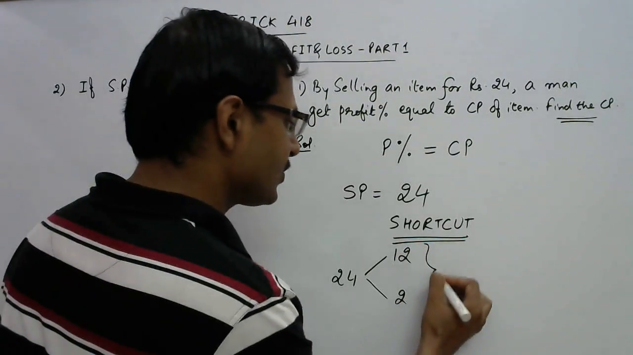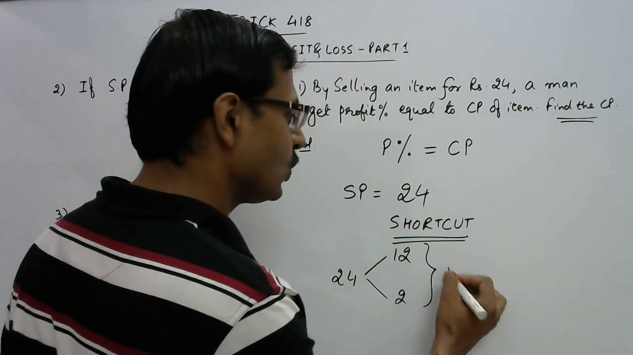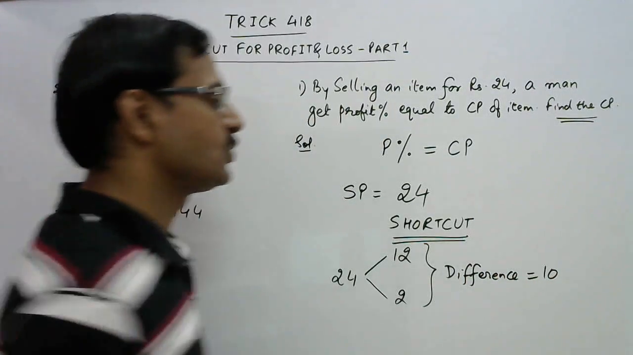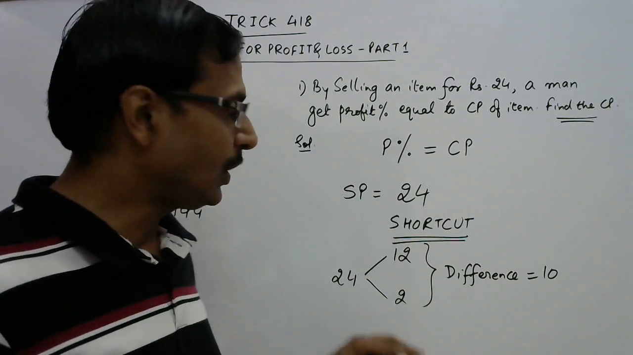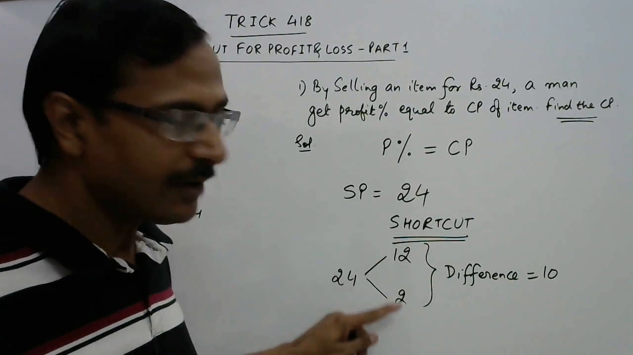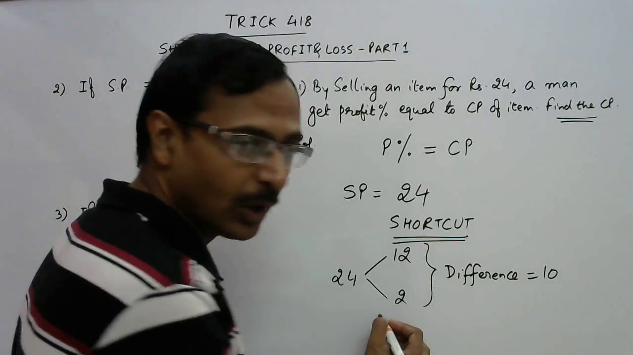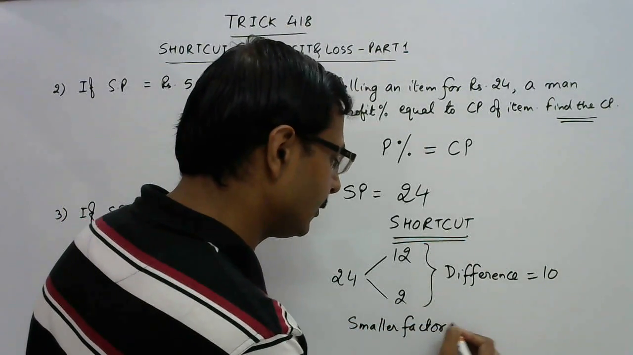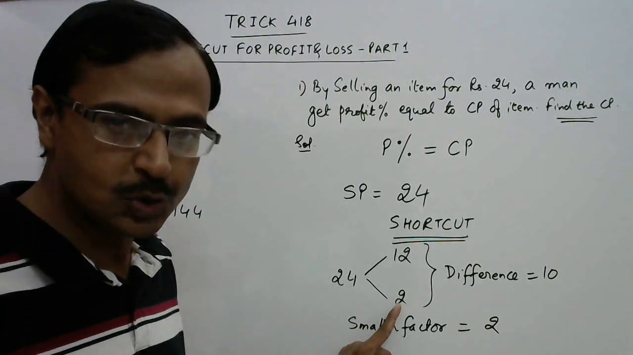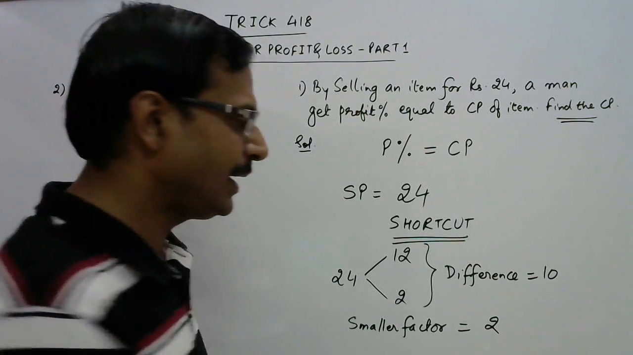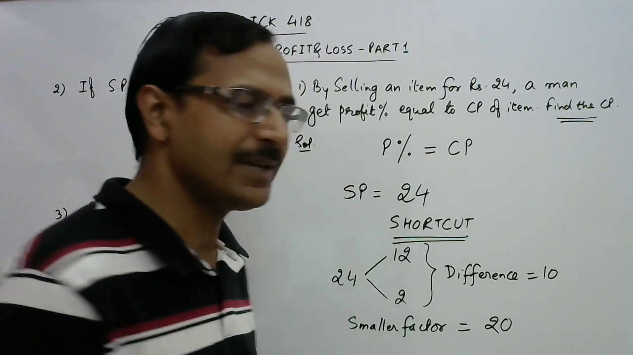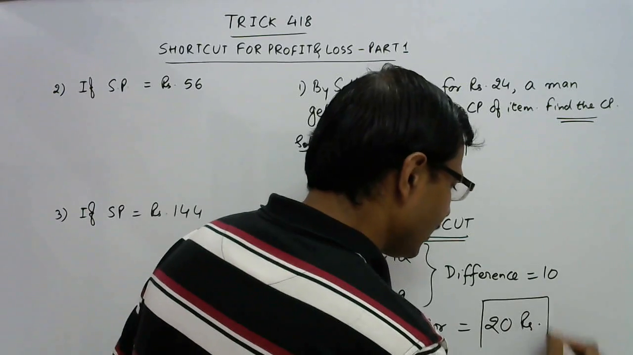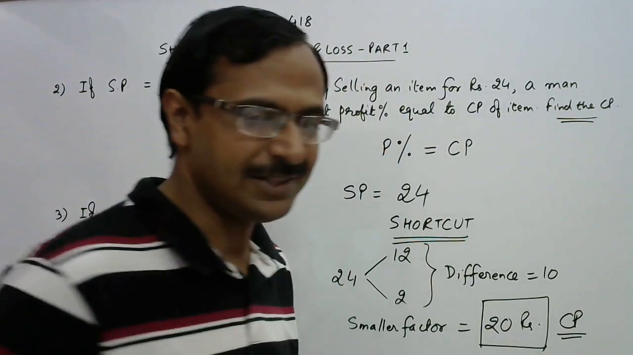So what is the trick? We need to find factors whose difference is 10. So 12 and 2. Now, what is the smaller factor of these two? The smaller factor is 2. Just put a 0 in front of this and here you get your answer. This is the cost price of the item.